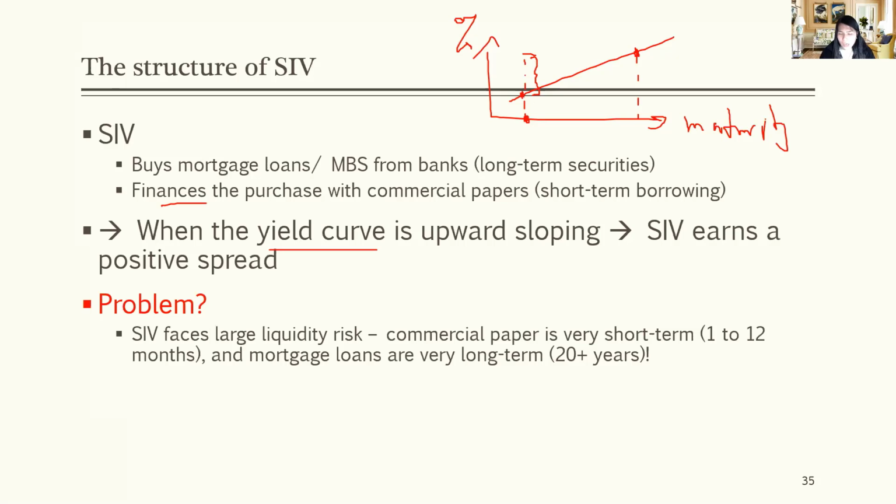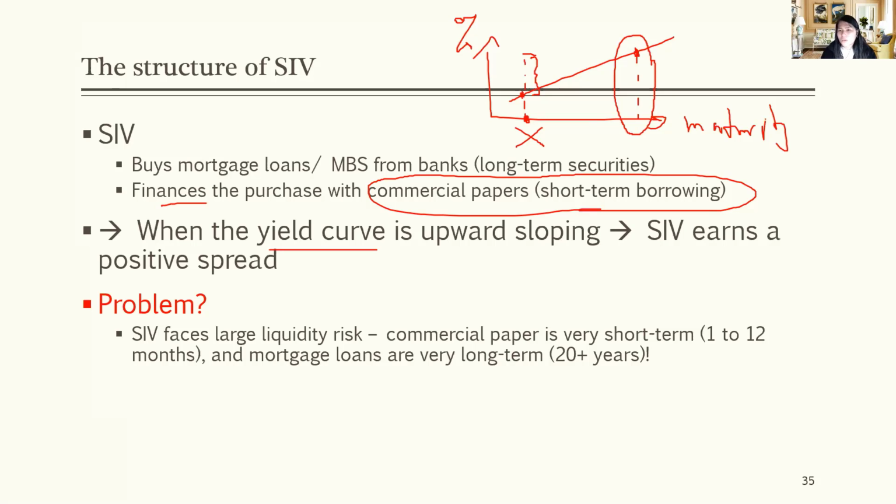The problem only comes when there is a liquidity risk. So what happens if they can no longer roll over their commercial papers? When this is no longer available, they're going to run into a funding problem. And to solve that funding problem, you would either have to sell your long-term asset or you've got to source your funds from somewhere else.